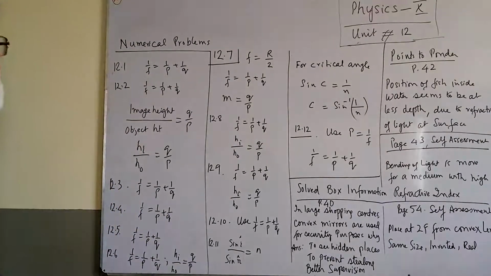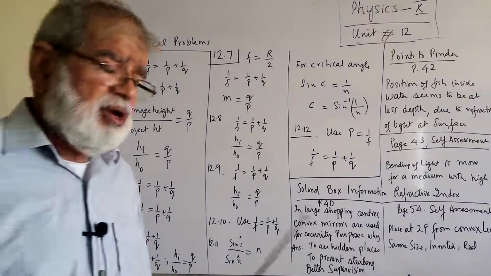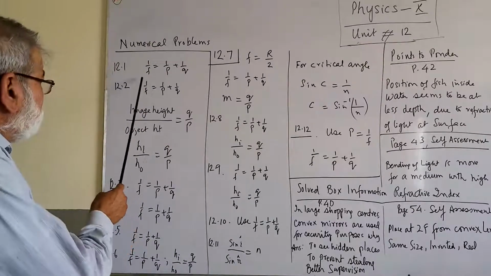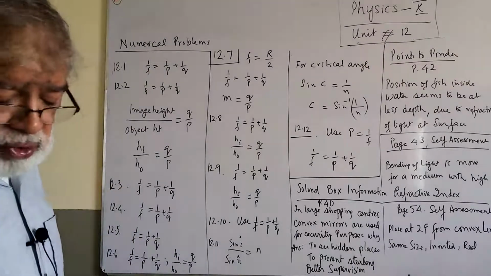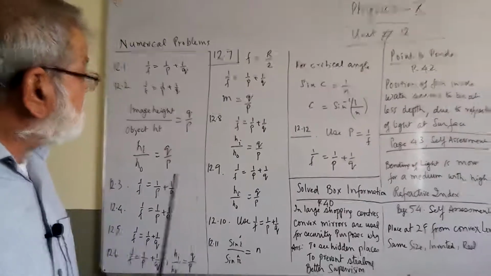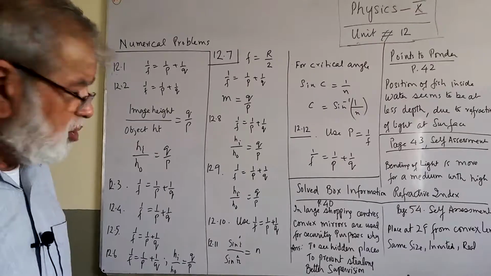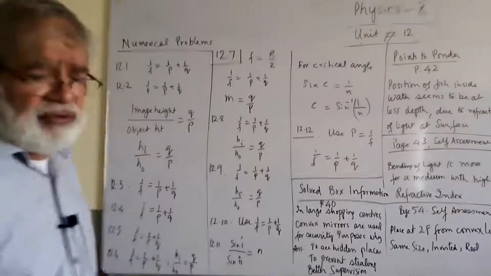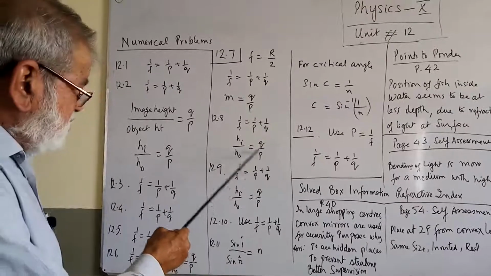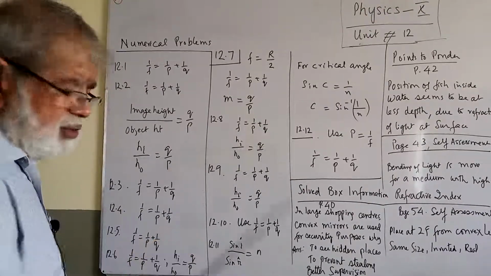The first numerical problem, most of these numerical problems will be using the formula 1 over f, that is the lens equation or the lens formula. 1 over f is equal to 1 over p plus 1 over q. The second formula which is mostly being used is the height of the image over the height of the object is equal to the distance of the image from the lens over the distance of the object from the lens. Hi over ho is equal to q over p.